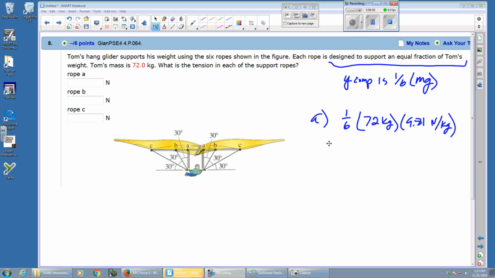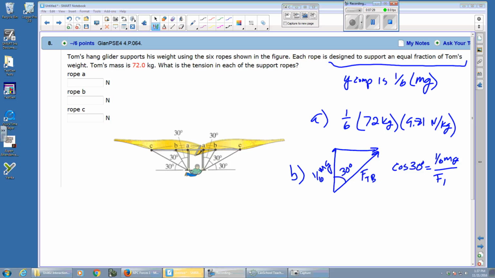For B, the force of tension B is in that direction. It's going to have two components, with this angle being 30. This component we know is 1/6 mg. So you can say that cosine of 30 equals 1/6 mg over F_TB. Solve for F_TB.